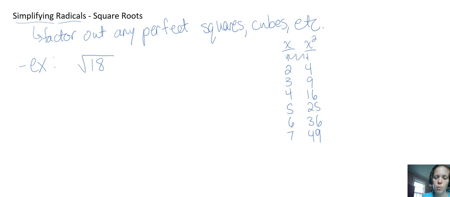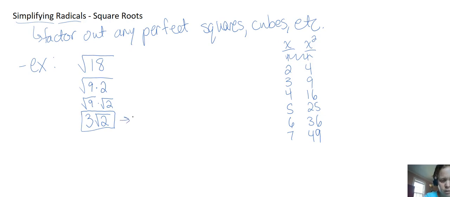Actually, let's just skip 1, because we can always make 1 a factor. But looking at these other numbers, I'm going to break this down. 18 breaks down to 9 times 2. So I would skip 4. 4 doesn't go into 18, but 9 goes into 18. So now using the product rule, we know that this breaks down to square root of 9 times square root of 2. I can do the square root of 9, that is 3. I cannot do the square root of 2 and have it be a nice number, so that just comes down. So this would be my answer of square root of 18 being simplified.